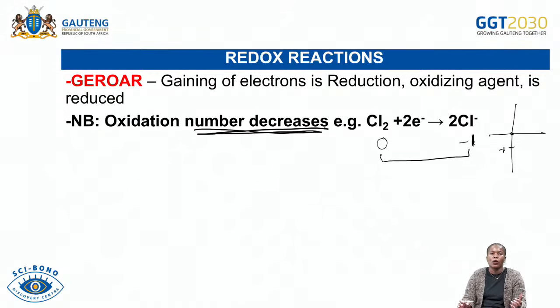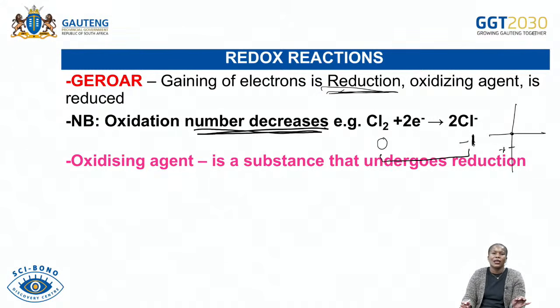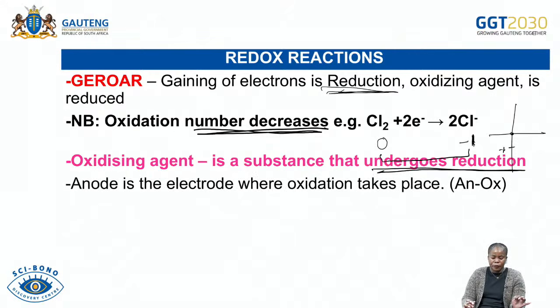oxidation number. Also, what is most important that we pay attention to is that the substance that is undergoing reduction, okay, is an oxidizing agent. All right, what is an oxidizing agent? It is a substance that undergoes what? Reduction. Okay. And then anode is an electrode.